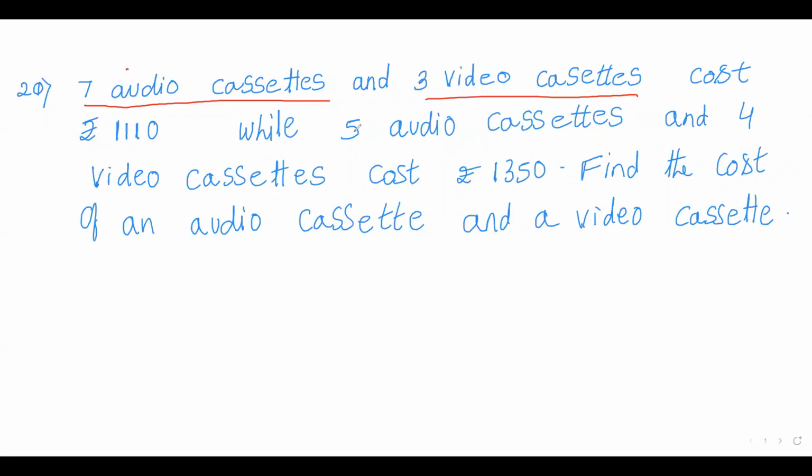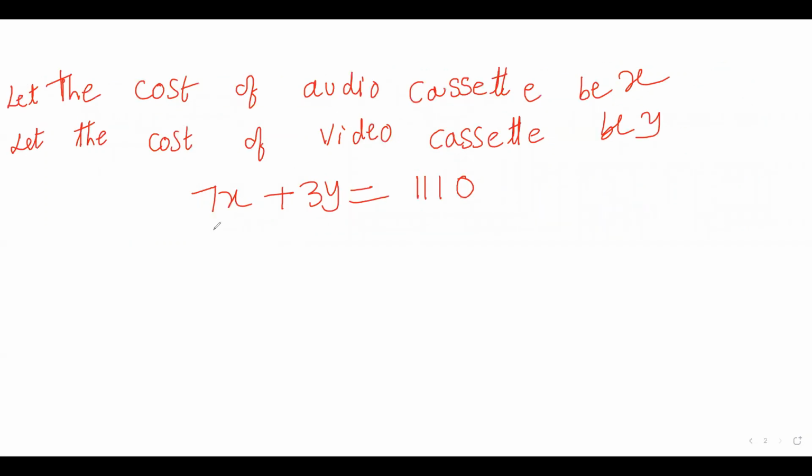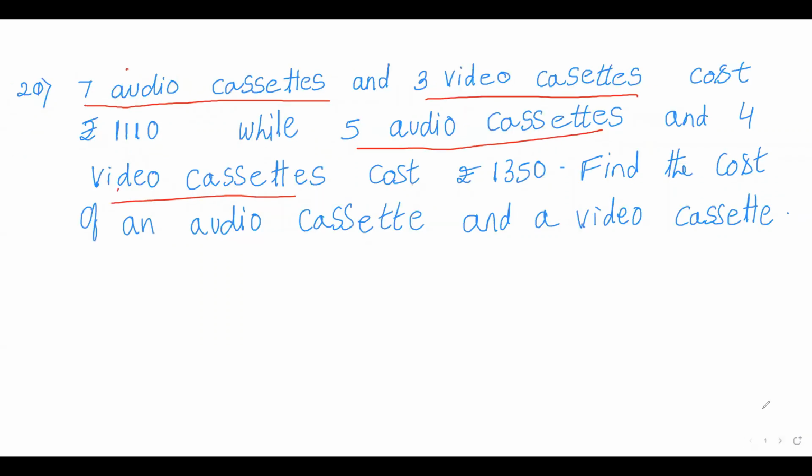The second condition is 5 audio cassettes and 4 video cassettes: 5x plus 4y is equal to 1350.